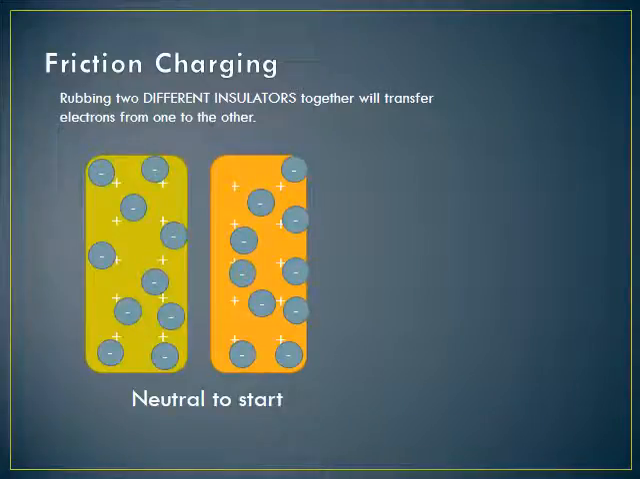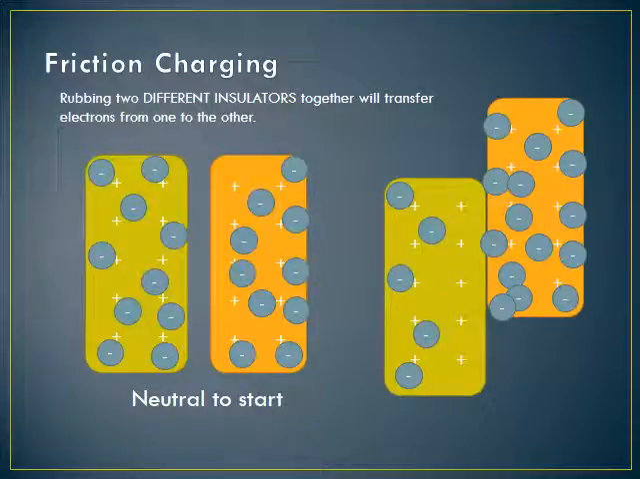So we've got 2 different insulators. They're both neutral to start, which means we have this balanced number of protons and electrons in each one of those insulators. When you rub them together, one of those insulators just happens to be a material that likes electrons a little bit better than the other one. And so it will grab electrons off of that other insulator.